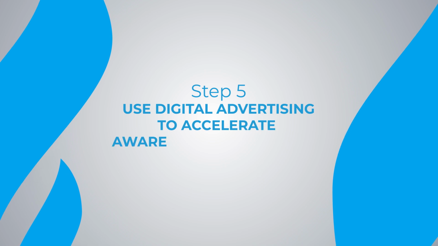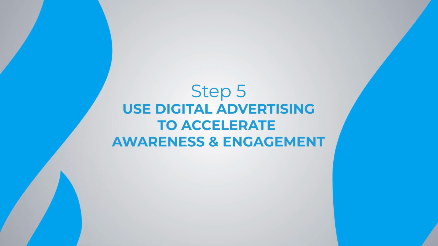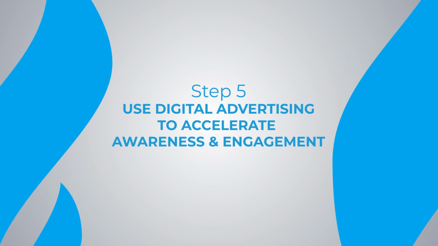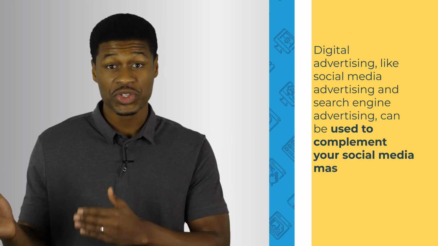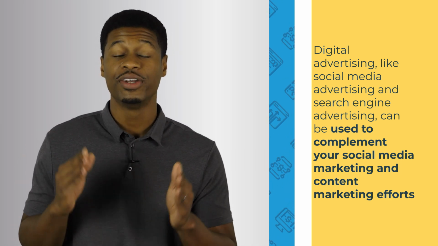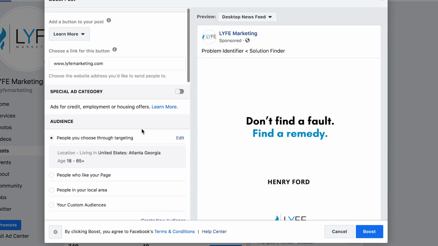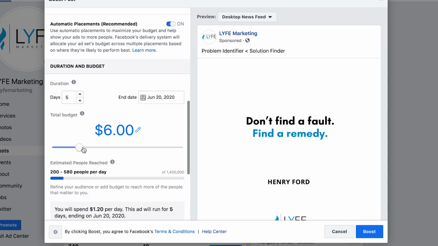Now, let's move on to step number 5, using digital advertising to accelerate awareness and engagement amongst your target audience. Digital advertising, like social media advertising and search engine advertising, can be used to complement your social media marketing and content marketing efforts. For example, you may promote your best pieces of content on your social media pages or promote your hottest blog. However, digital advertising is also a powerful tool to direct tons of website traffic from social media or search engines to your website.